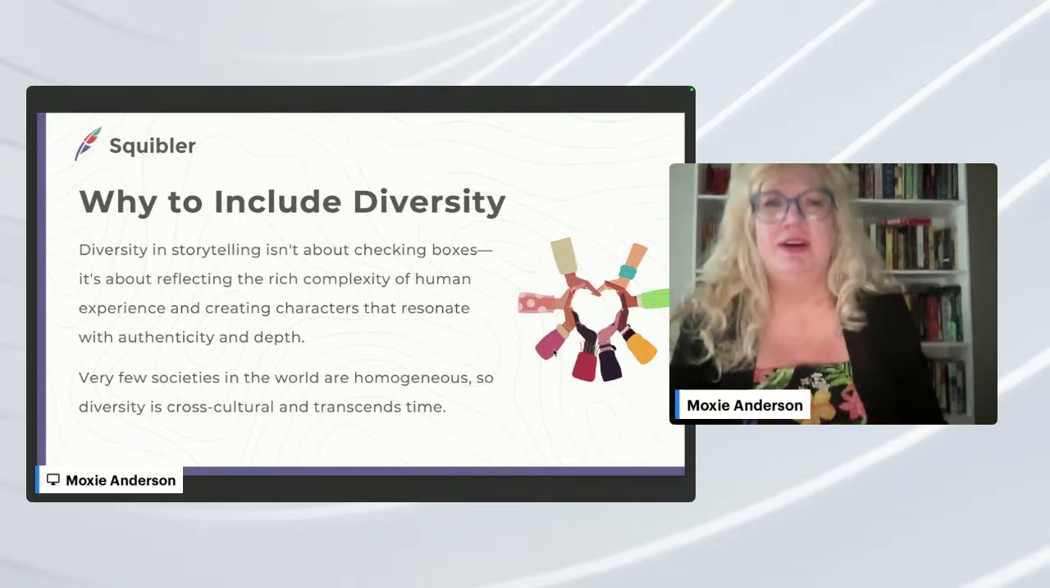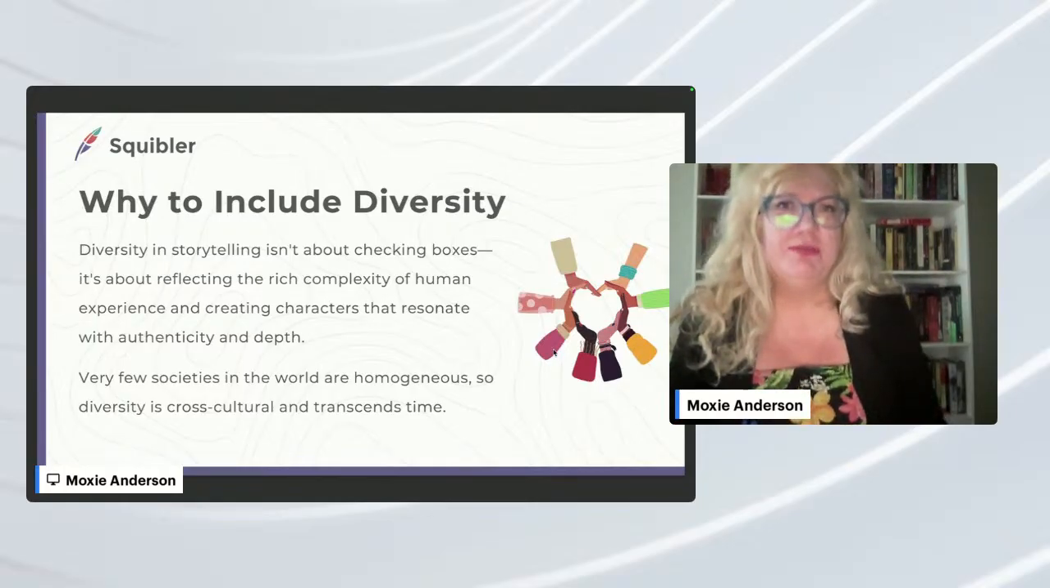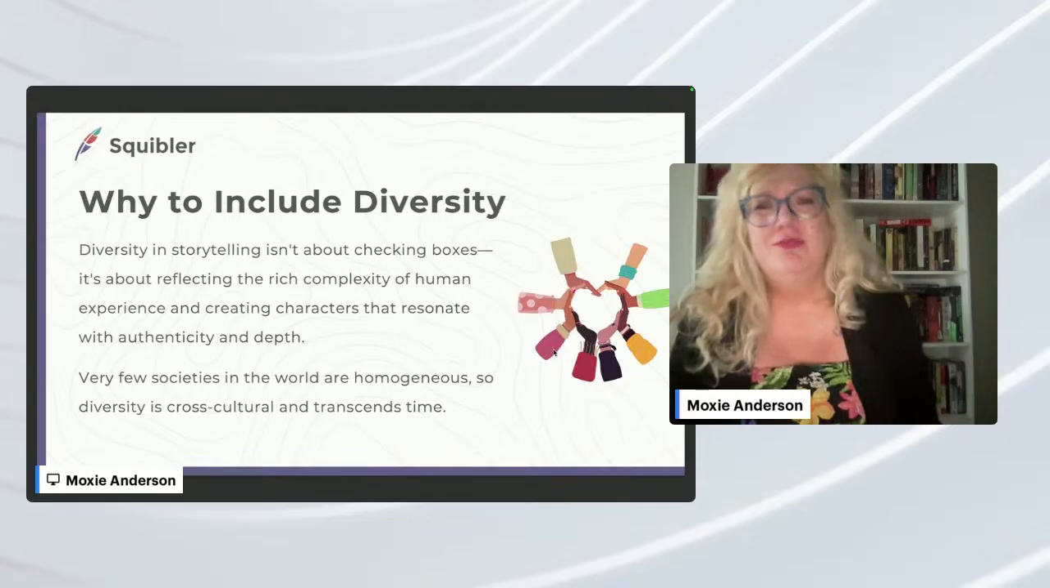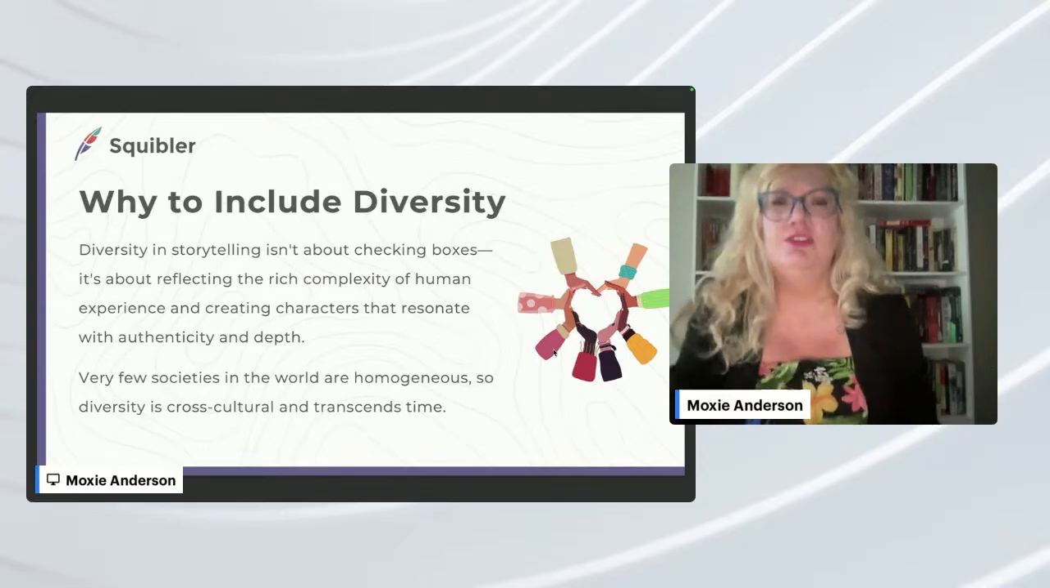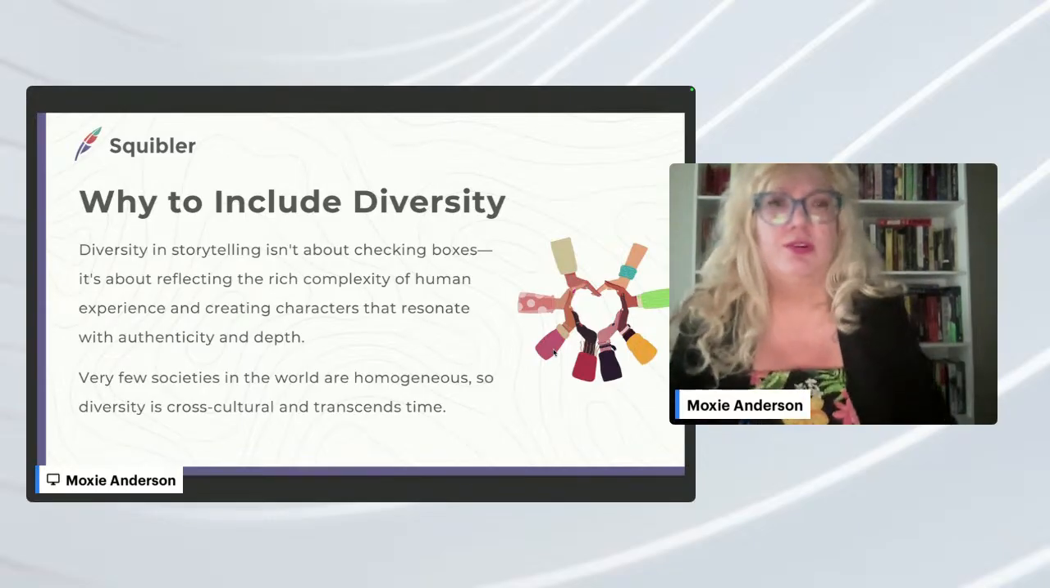So why should you include diversity in your writing? This isn't about checking boxes just to make sure that everybody has got a part to play in your story. It's about reflecting the rich complexity of human experience and creating characters that resonate with authenticity and depth. So very few societies around the world are homogenous. Diversity is cross-cultural, it transcends time, so you'll be reflecting what already exists in the world around you.